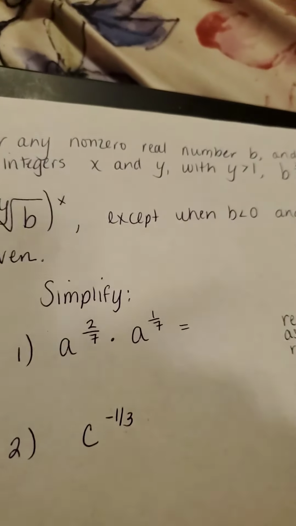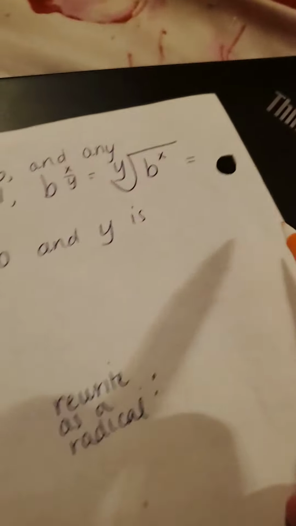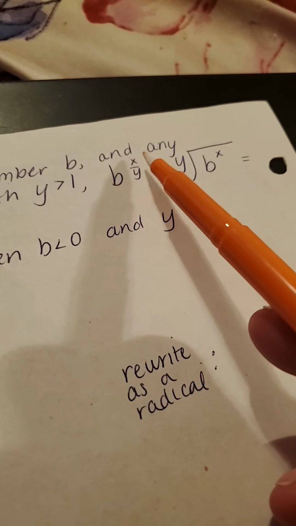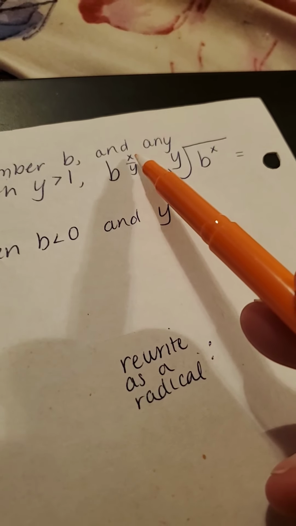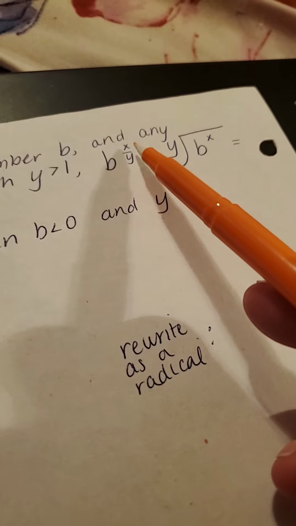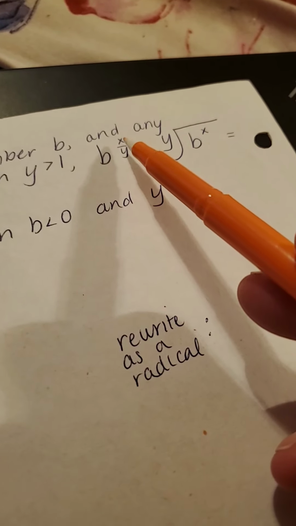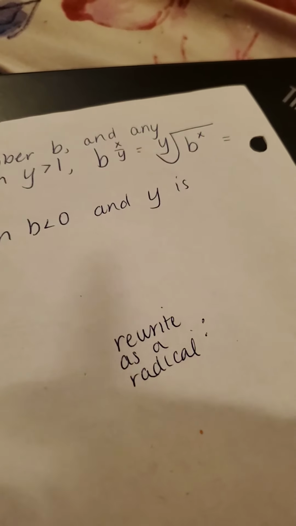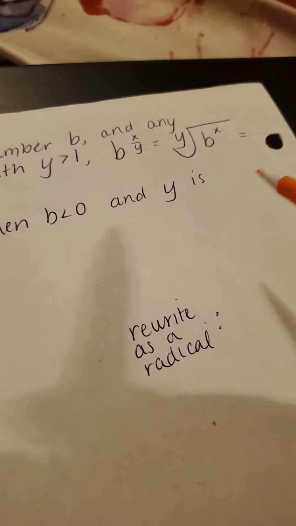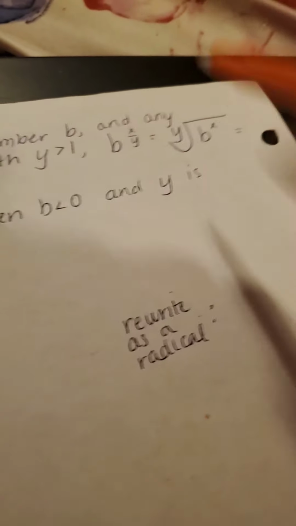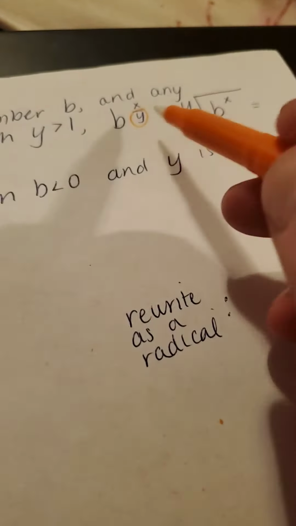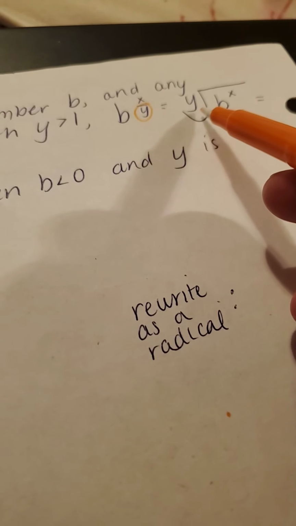Except now I'm talking about b to the x over y. So now you have a numerator that is not 1. It has to be an integer, okay? Y has to be greater than 1. What happens is this still becomes whatever the root is, just like it did before.